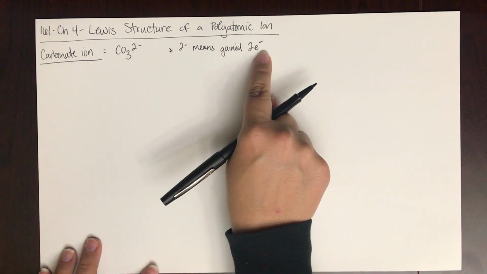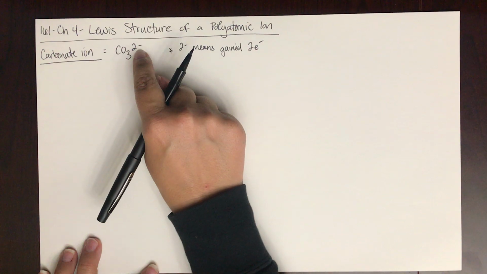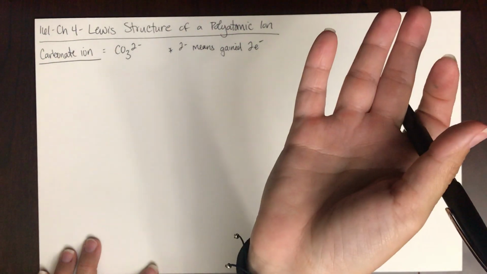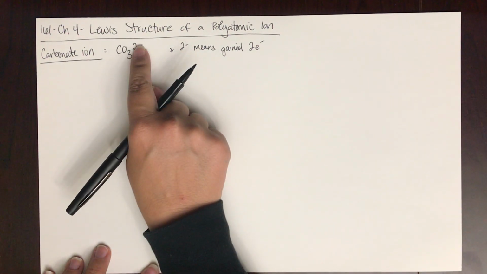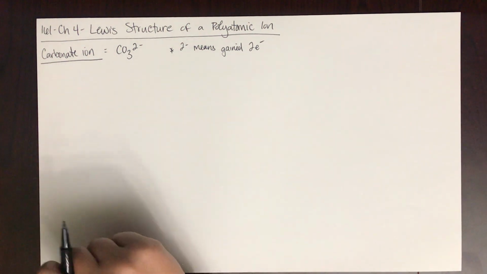So we're going to add these 2 electrons to the total number of valence electrons because the charge on the ion tells us if we've gained or lost electrons. If we had an ion that had a positive charge, we would remove an electron. So let's see what this means.